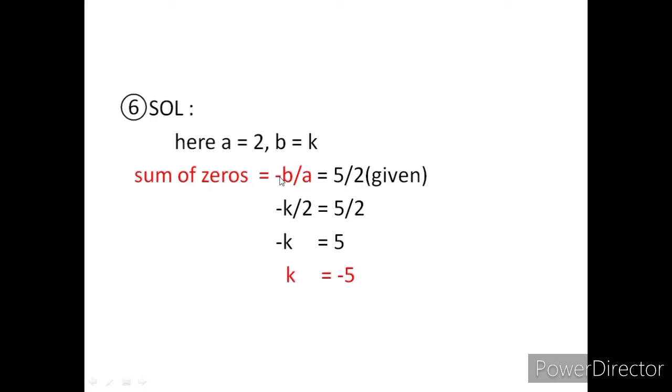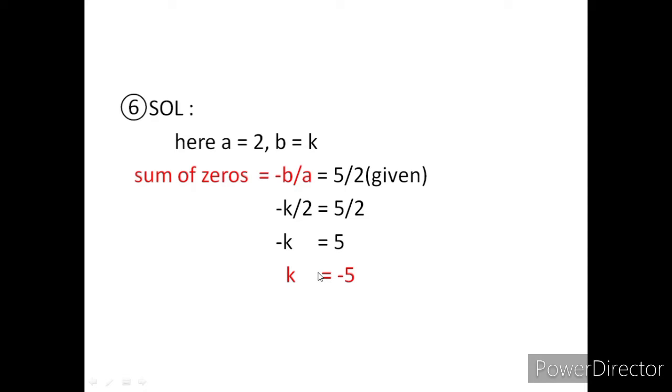You have to substitute the value of b as k, write it down as it is, then the value of a is equal to 2. So here you have denominator 2, and here also you have denominator 2. Both denominators are equal, therefore both numerators should be equal. Therefore minus k is equal to 5. We have to find the value of k only. Therefore k is nothing but minus 5.